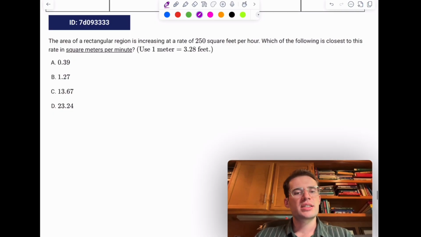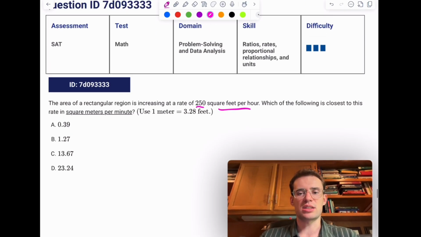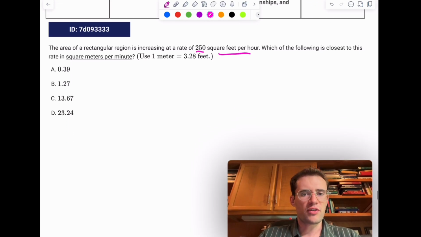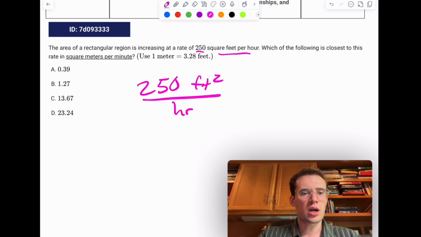The area of a rectangular region is increasing at a rate of 250 square feet per hour. Which of the following is closest to this rate in square meters per minute? So there's another unit conversion one. I guess that makes sense because units is one of the things on here. But we've got 250 square feet, so feet squared per hour. Which of the following is closest to this in square meters? So I'm going to change feet squared into meter squared per minute.